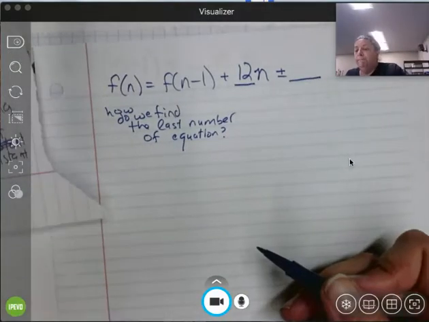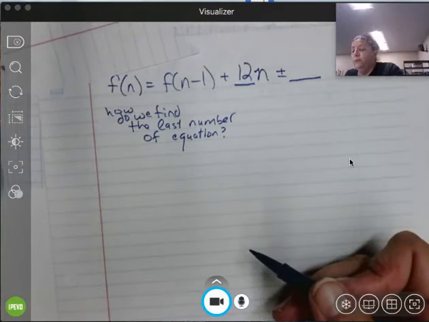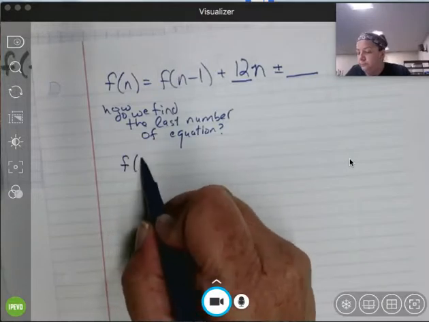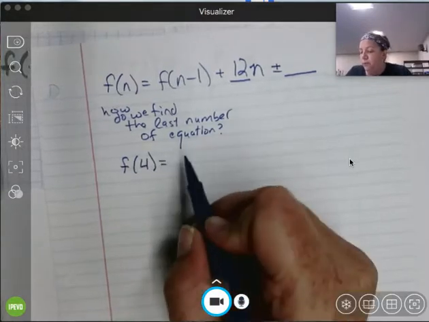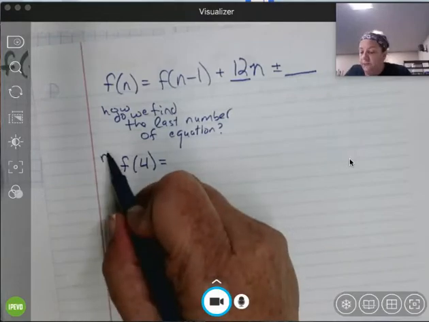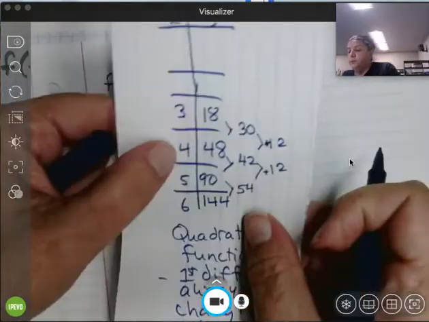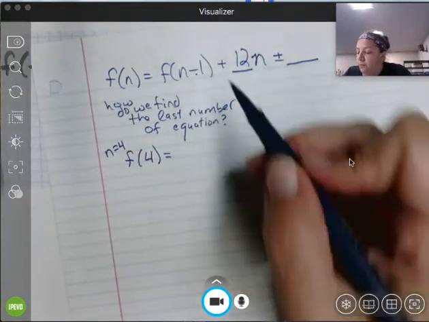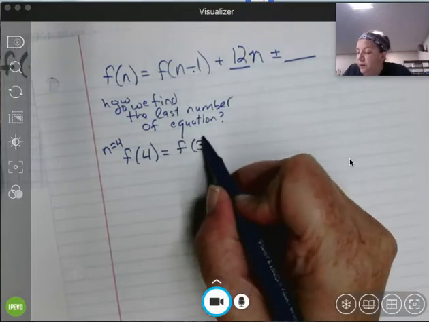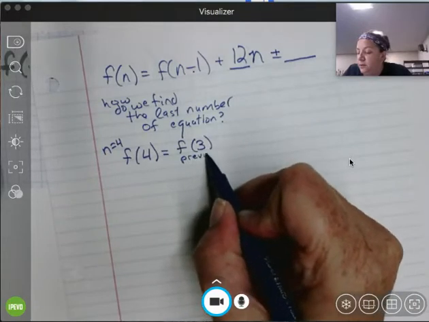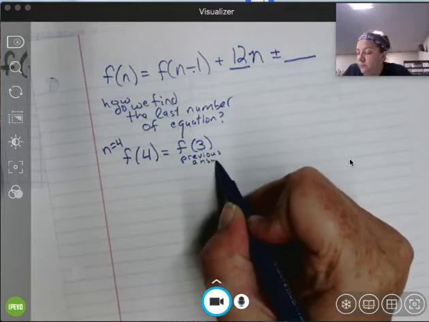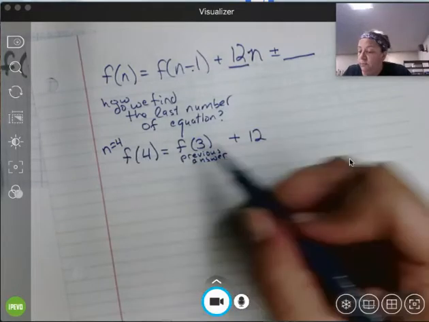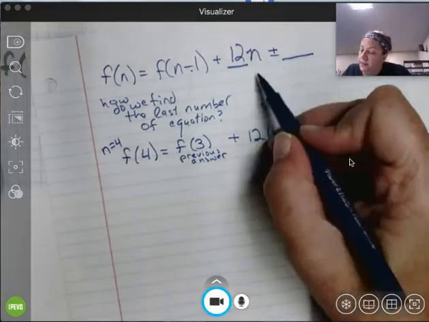So let's say that we know f of 4. Let's use f of 4 because we already know it. That means we're saying n is 4, right? So we're using this right here: n is 4, so f of 4 equals f of n minus 1. Well, 4 minus 1 is 3, so that's f of 3. And remember, this means the previous answer. And then plus 12, my n right now is 4. So 12 times 4. I got that from here.